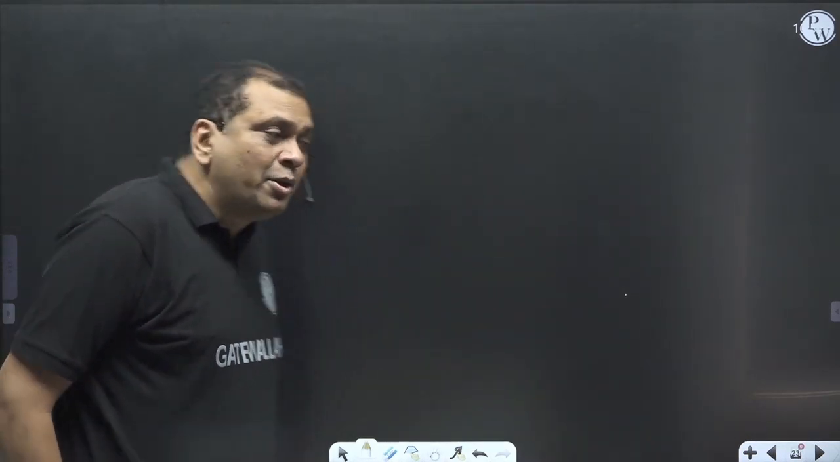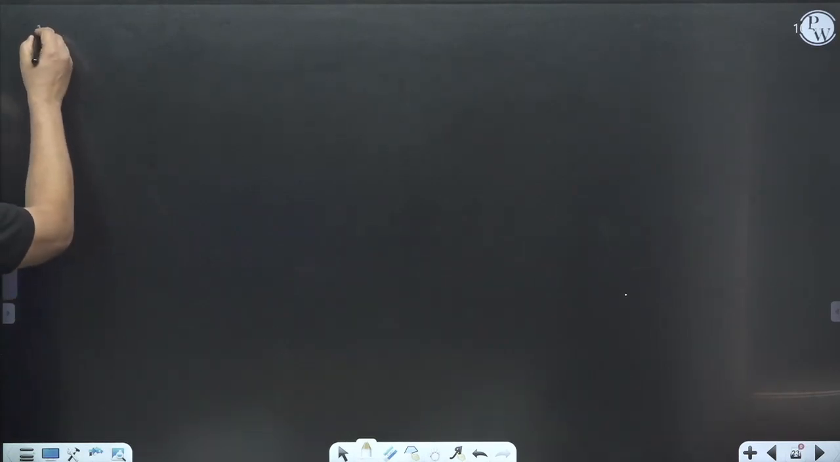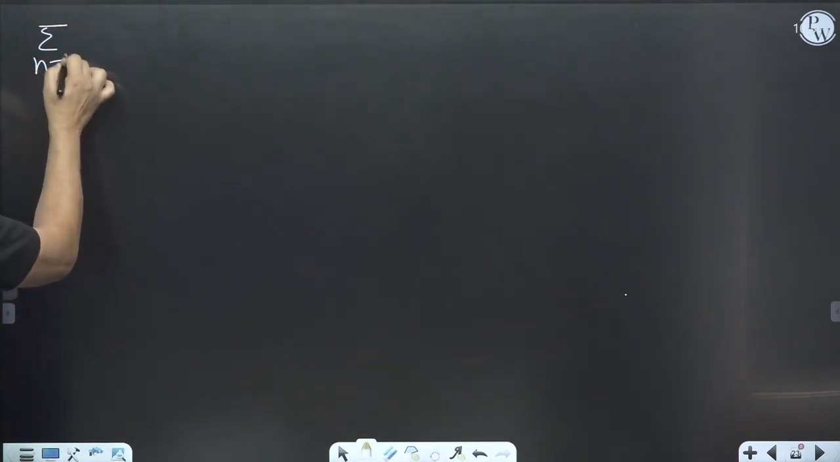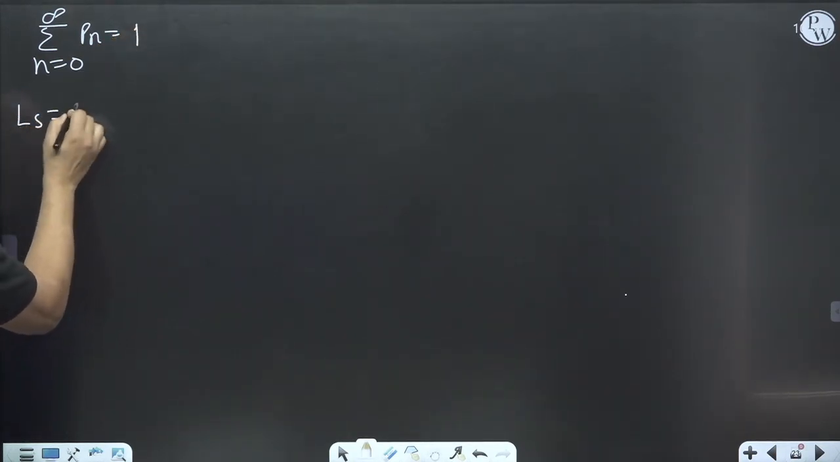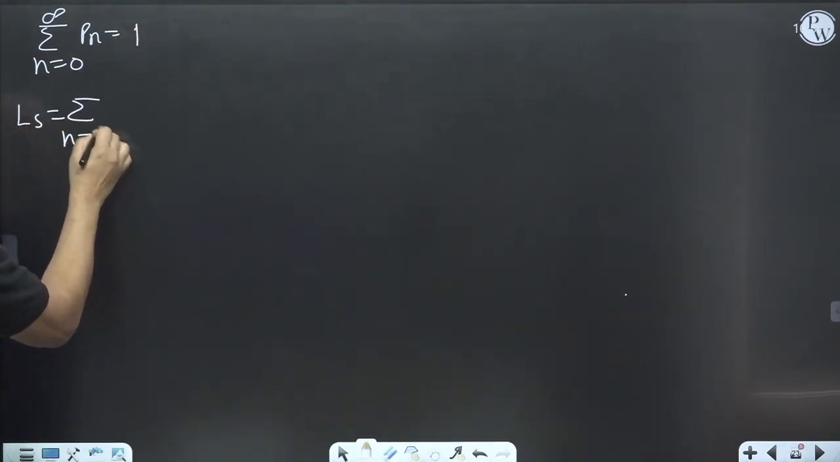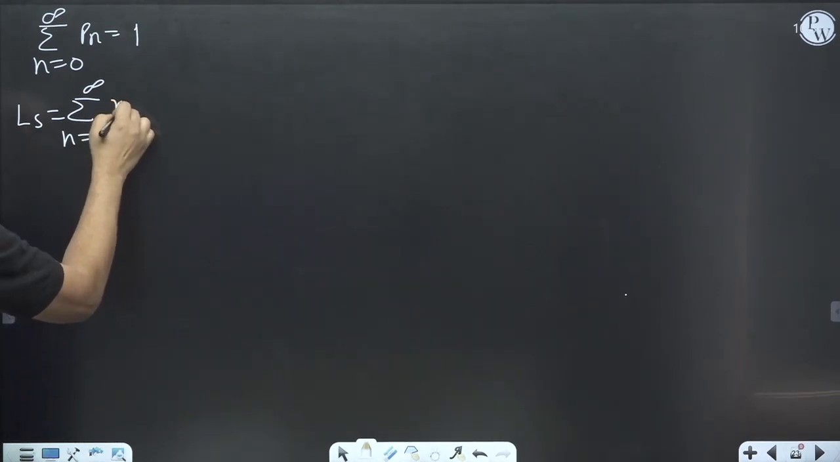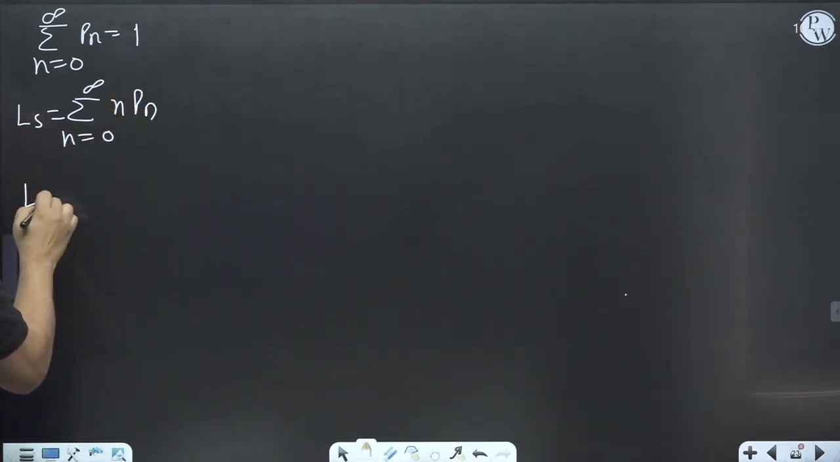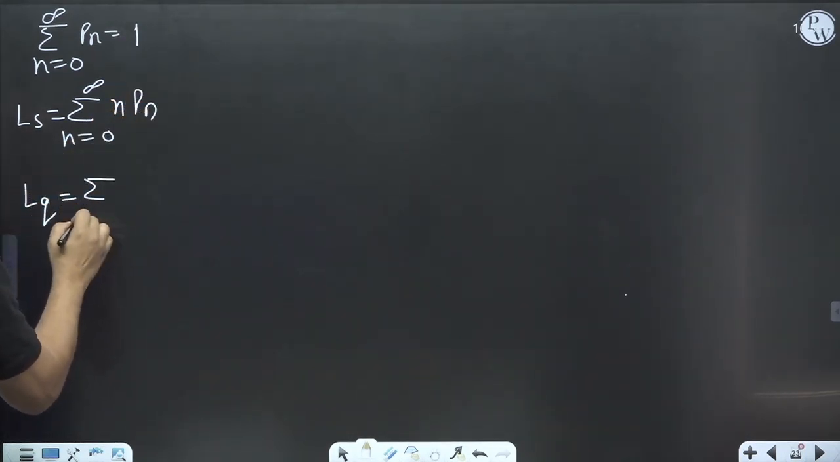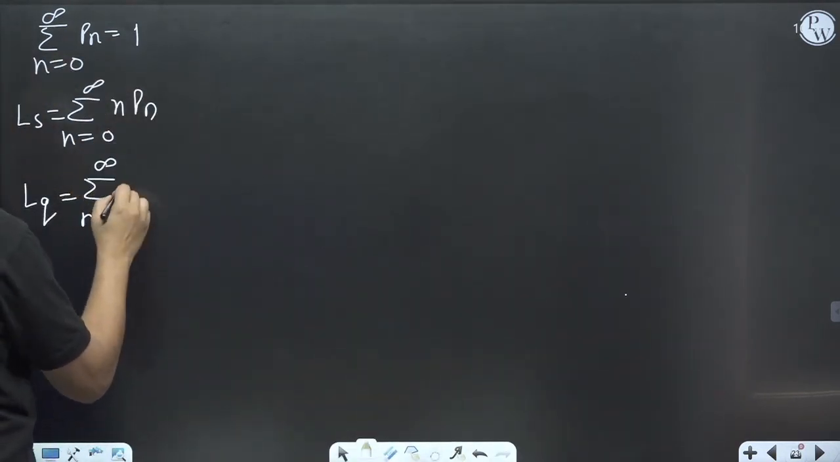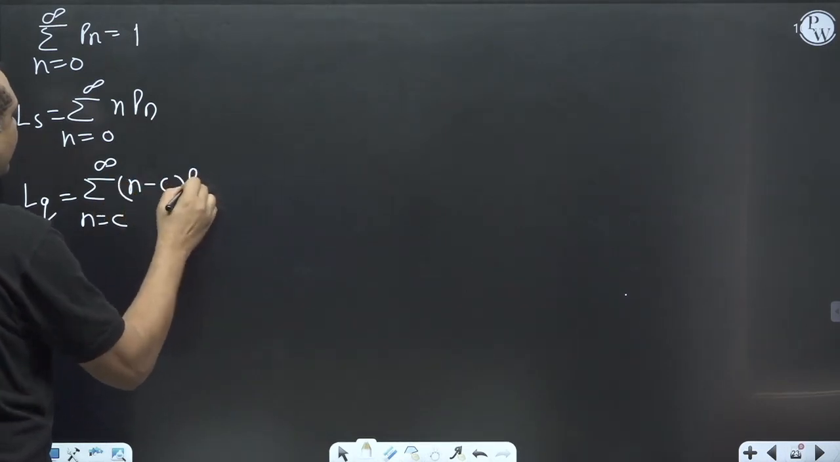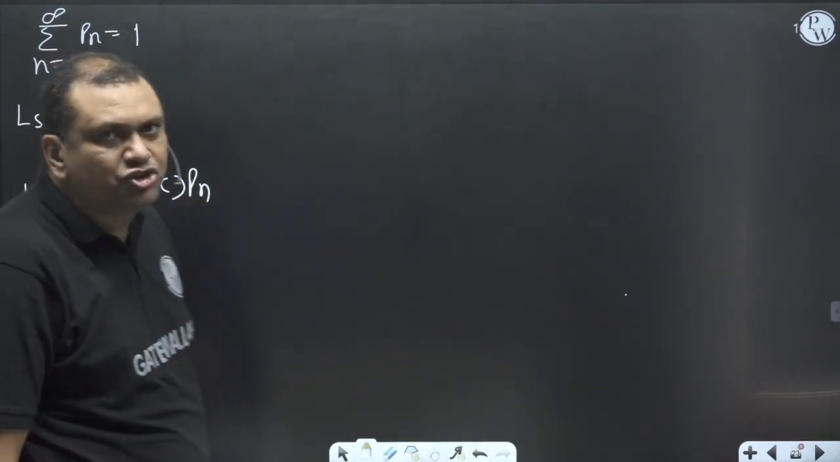My basic formulas will not change. Summation n equals 0 to infinity Pn equals 1. Ls is nothing but summation n equals 0 to infinity n Pn. Lq is nothing but summation n equals c to infinity (n minus c) Pn. These formulas will not change.